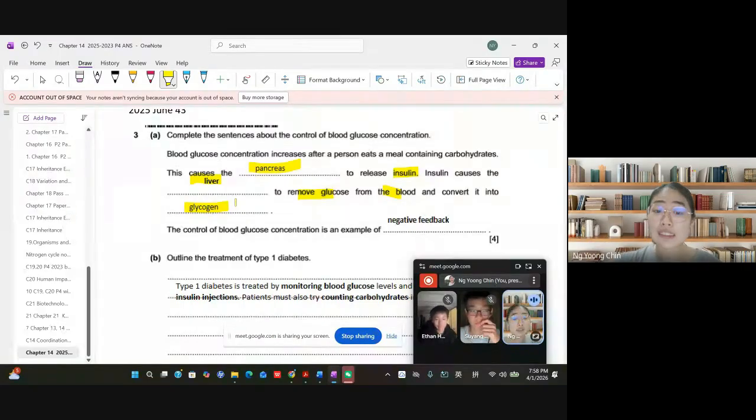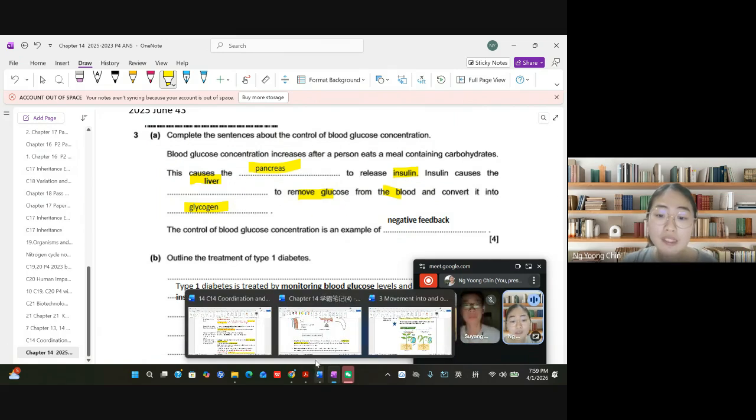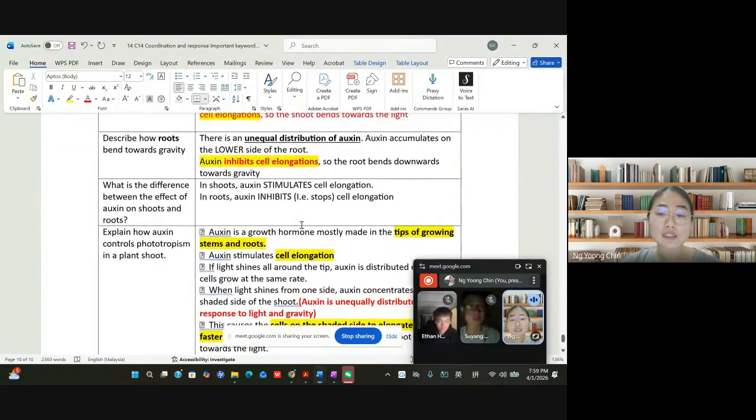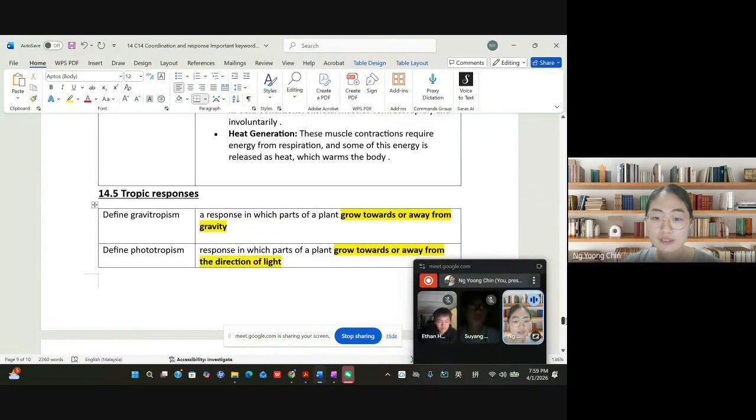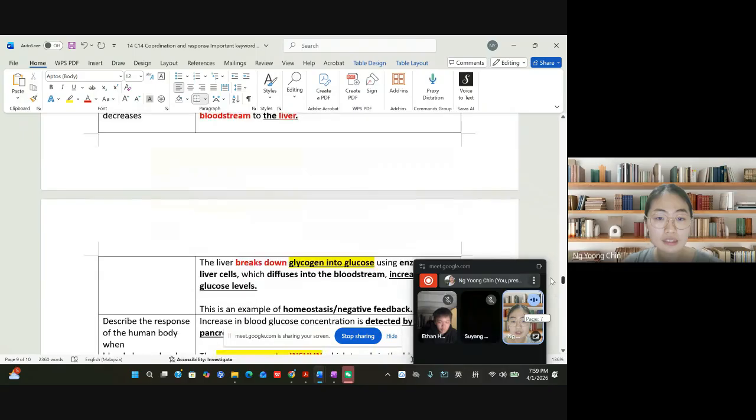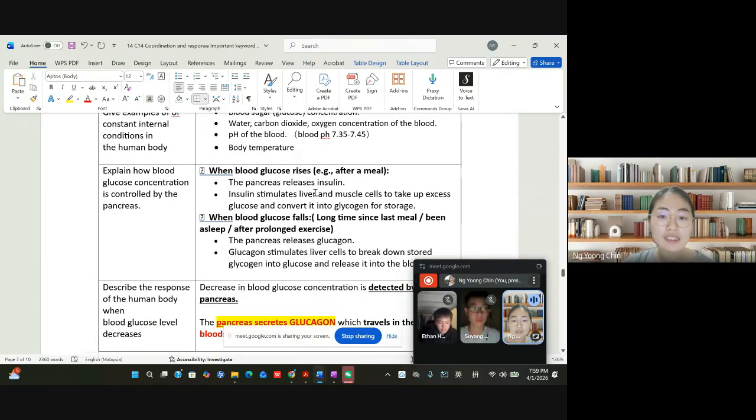So what insulin does is it stimulates the uptake of glucose into the liver or the muscle. Later, when the glucose comes into the liver, the glucose will be converted into glycogen and stored inside the liver. So this is the action of insulin. If you are not clear, you can refer to here, where the insulin is, in this chapter.